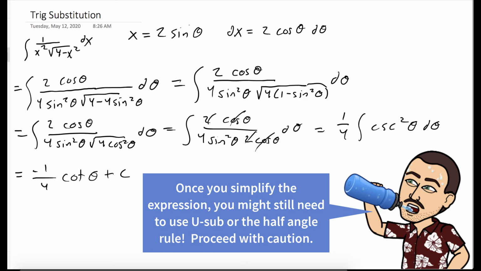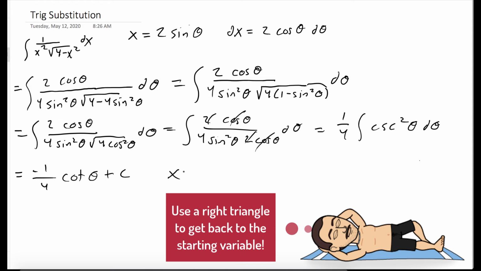Plus C, of course. Our question started with the variable x, so we better end with the variable x. So we use our substitution x equals 2 sine theta to rewrite it as sine theta equals x over 2, and we make a right triangle where the opposite side is x and the hypotenuse is 2. And we want to solve for cotangent of theta.